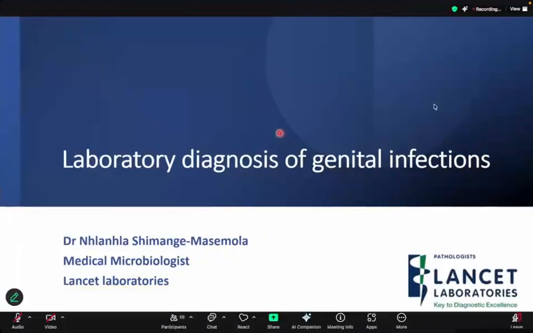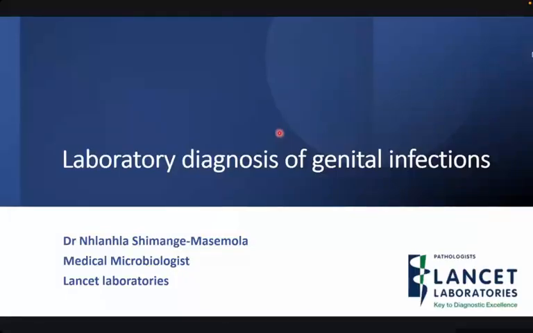My name is Nhlanhla Shimange. I'm a pathologist from Lancet Laboratories. I'm a medical microbiologist. So Prof invited me to come discuss laboratory diagnosis of genital infections.